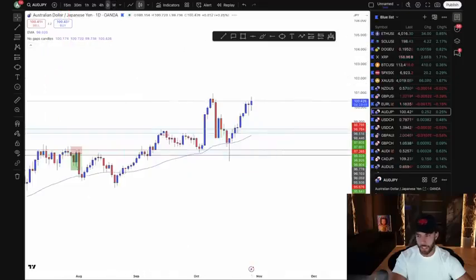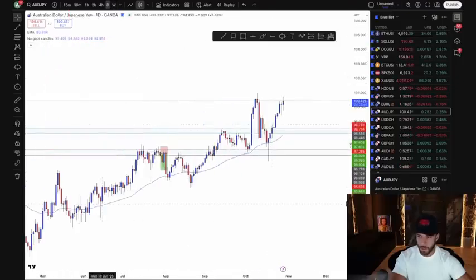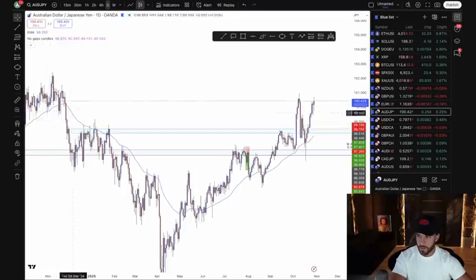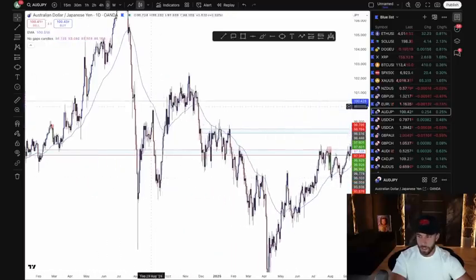Same exact thing with the daily. When price is going up, it's going to be very tight on price up. When price is going down, it's going to be very tight on price going down.